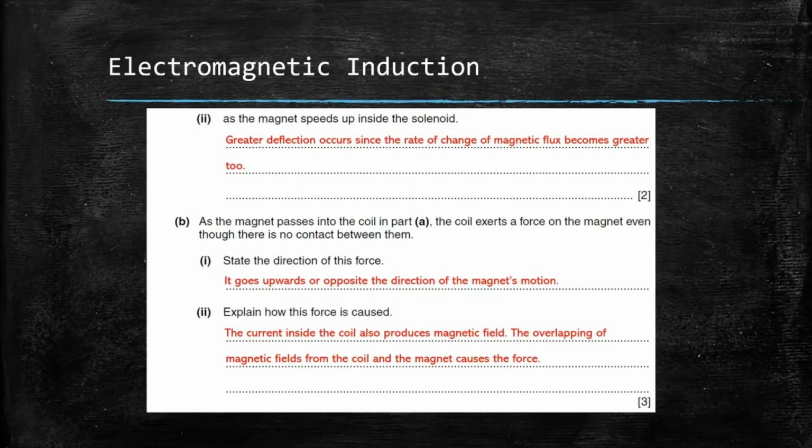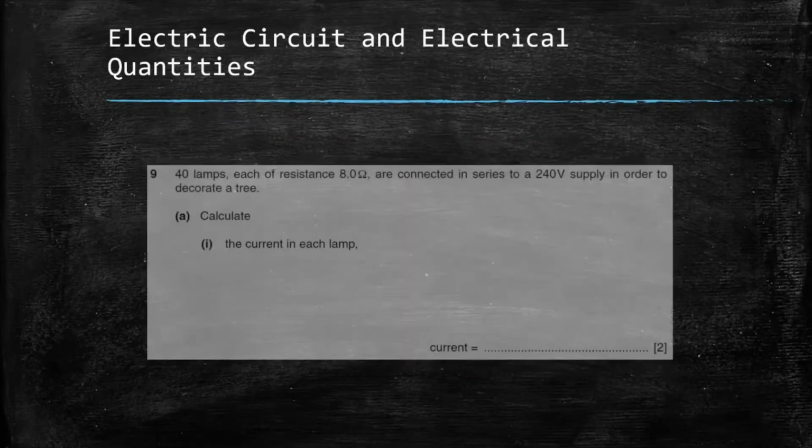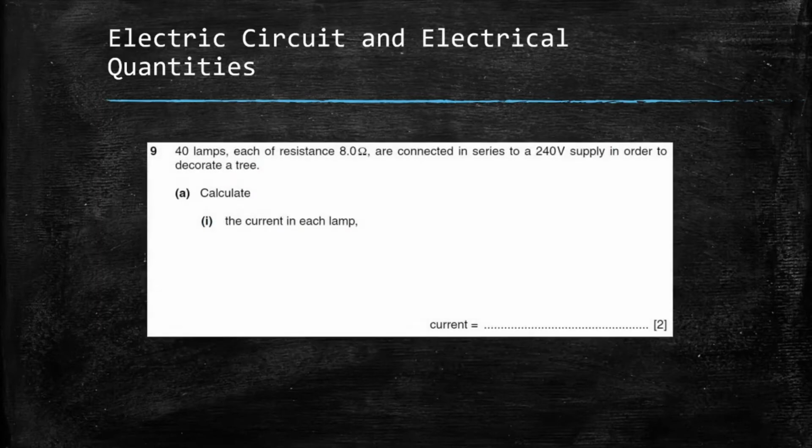Let's move on to question number 9. Question number 9 is about electric circuit and electrical quantities. 40 lamps, each of resistance 8 ohm, are connected in series to a 240 volt supply in order to decorate a tree.